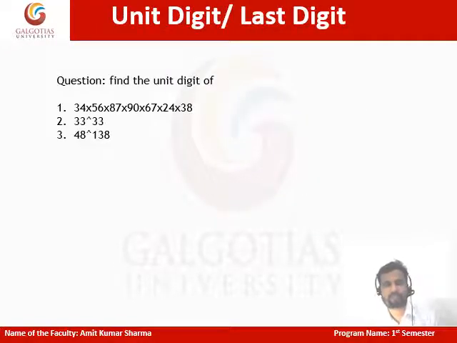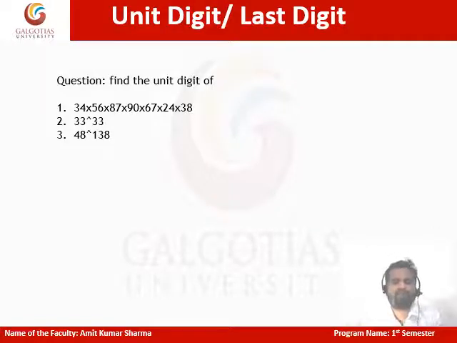So first we are going to start with the unit digit. Unit digit is also called the last digit of the expression, right? A few examples are here on your screen. Like the first question, if there is an expression 34 times 56 times 87 times 80 times 67 times 24 times 38, it's a large expression, it's a big expression.